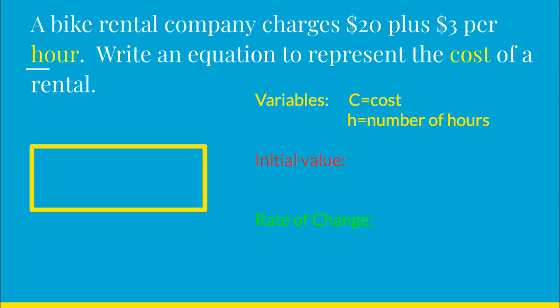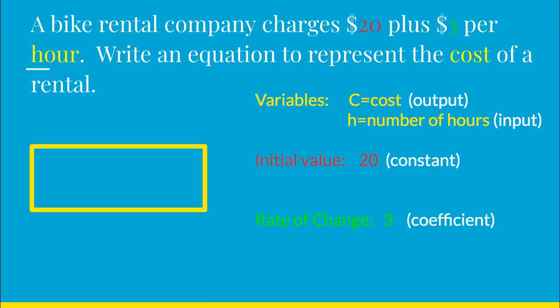Now we just need to find what is the initial value and what's the rate of change. So what is the starting price here? The bike rental company charges $20 plus $3 per hour. So my initial value is 20. And the rate of change, what is that going to go up by each time? It's going to go up by 3 each time. So we can make our equation from this. The cost is our output. It depends on the number of hours. 20 is our constant and 3 is our coefficient.